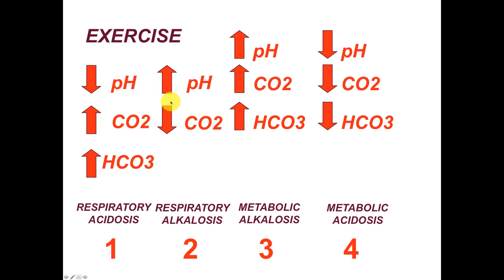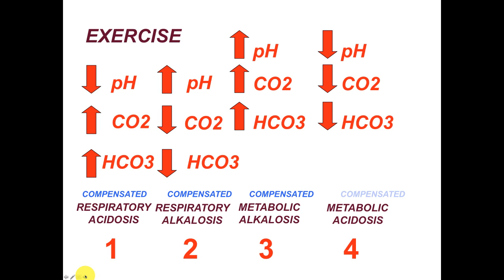The same with carbon dioxide here. What should be done by bicarbonate in order to compensate? Bicarbonate should go towards the same direction as carbon dioxide, hence it has to go down. So looking at these, 1, 2, 3, and 4, we already know that compensation is going on among these 4 situations. So this is compensated, compensated, compensated, compensated.